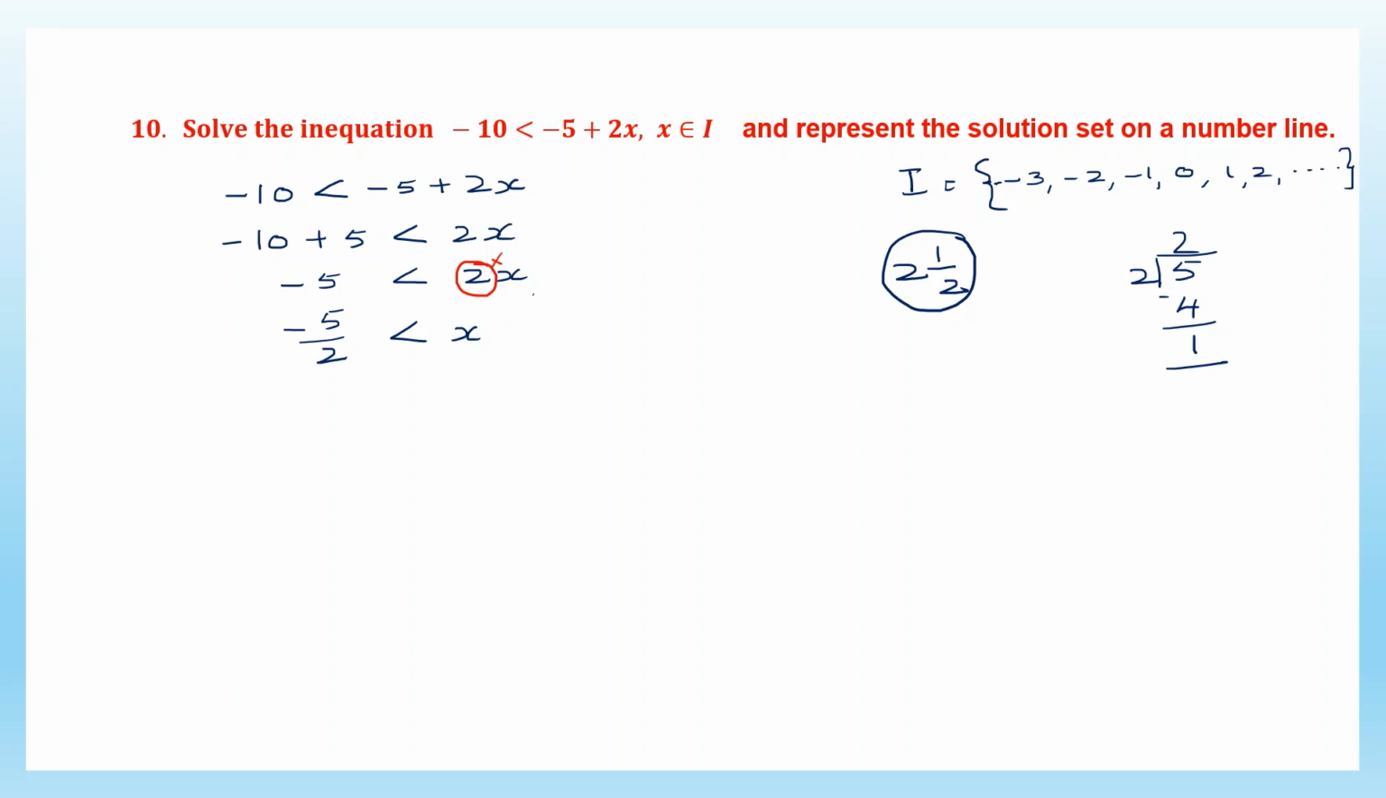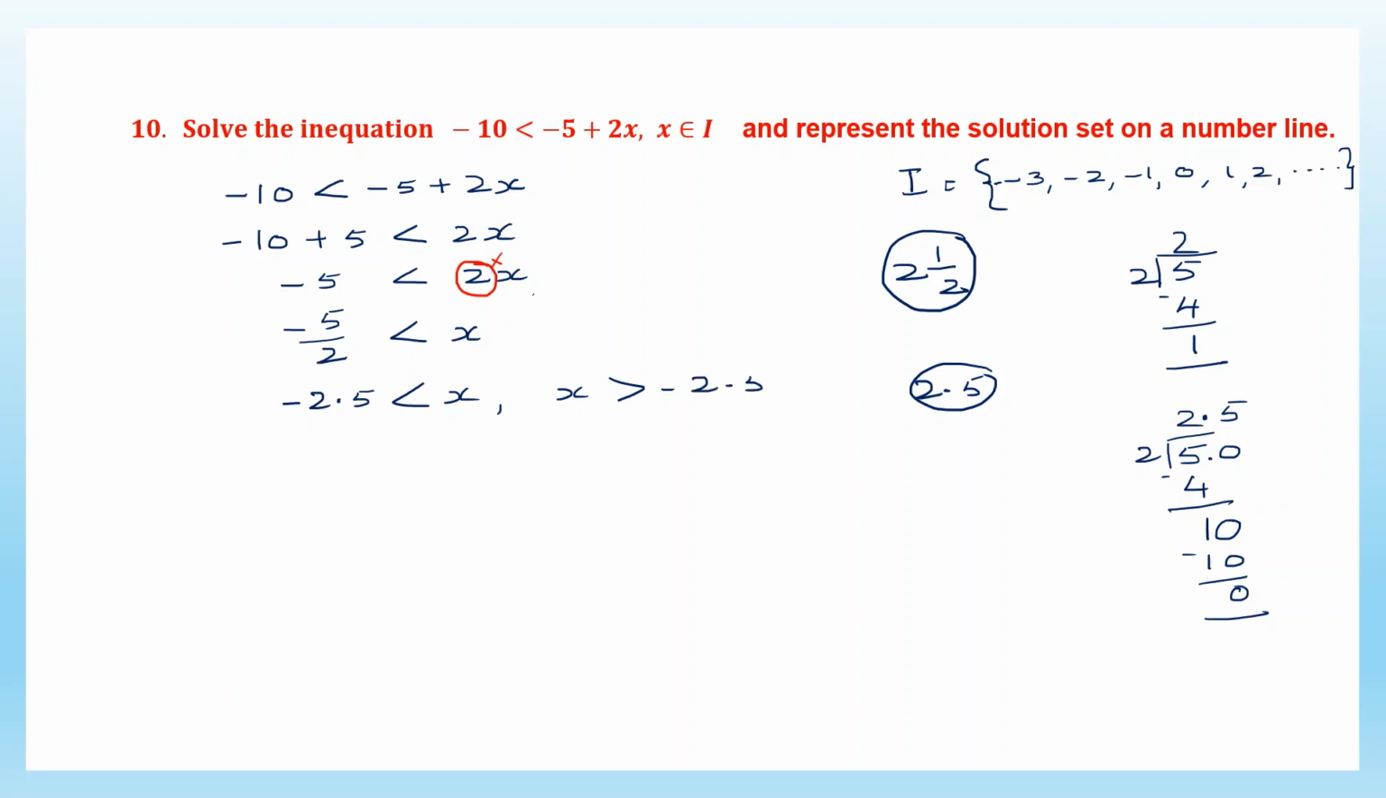Now let me try and get a decimal also. So 5 divided by 2. 2 2s are 4, minus 1. So I can continue to get a decimal. So this is a point and I put a 0. I can bring that 0 down. It's 10. Now I carry on. I put a point there. 2 5s are 10. So here this decimal division is over. So I've got 2.5. Okay. So now I can write -2.5 is less than x, or x is greater than minus 2.5. Okay, so we need to get all numbers that are greater than minus 2.5.